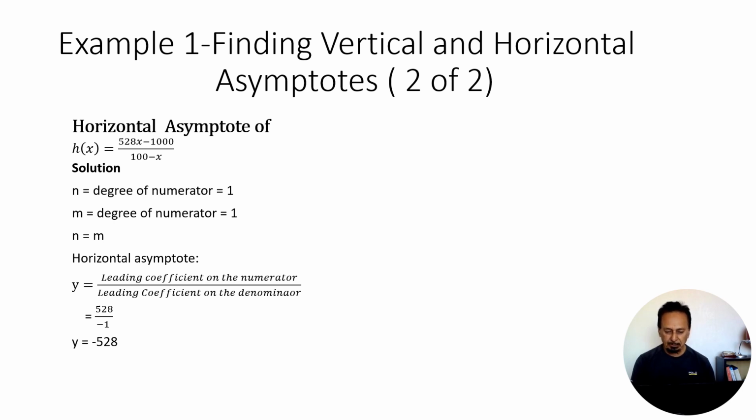The leading coefficient is the number multiplied with the highest degree term. We have 528x, so 528 is the leading coefficient of the numerator. In the denominator, the number part of minus x is negative 1, so that's the leading coefficient of the denominator. So we have y equals 528 over minus 1. If you simplify, you get y equals minus 528. So that is the horizontal asymptote.